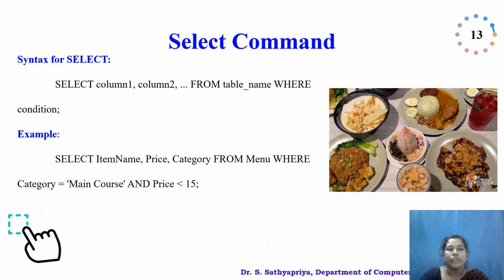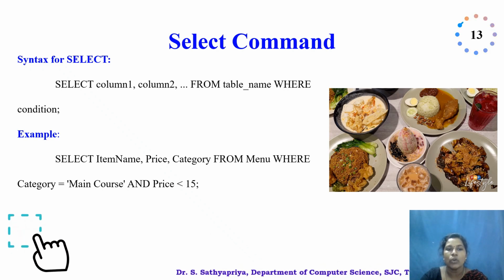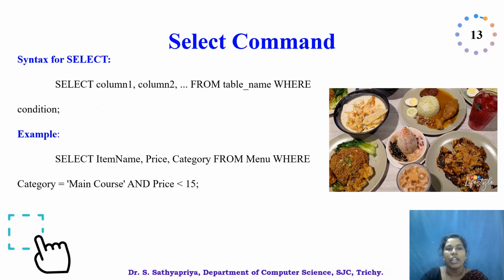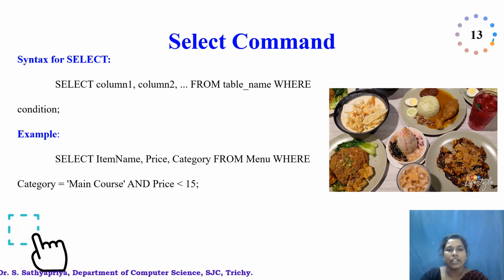The query will be select item name, price, category from menu where category equal to main course and price less than 15. Here item name, price, category are the column names, and the table name is menu. Two conditions have been given: the category must equal main course and the price must be less than 15.